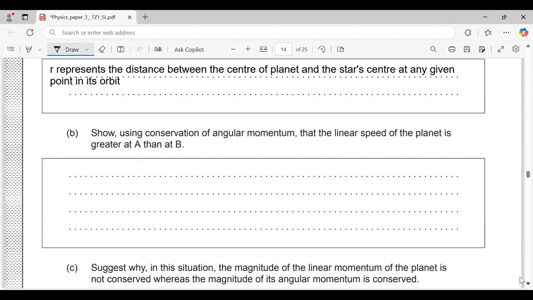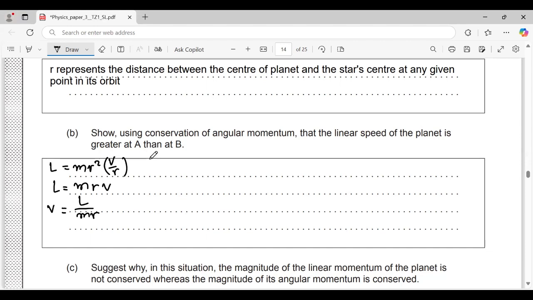Using conservation of angular momentum, the linear speed of the planet is greater at A than at B. The angular momentum L is determined through the formula L equals moment of inertia times angular velocity. The moment of inertia is m r squared, while the angular velocity is v over r. So we can simplify r squared divided by r to get L equals m r v. We are going to find the linear speed, where v is the linear speed, r is the distance, and m is the mass of the planet. If v is the subject, this formula becomes v equals L over m r. This v is the linear velocity, right?